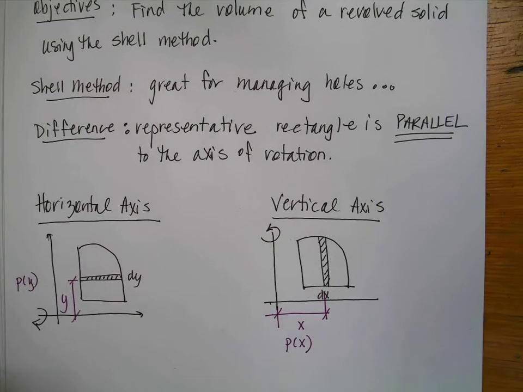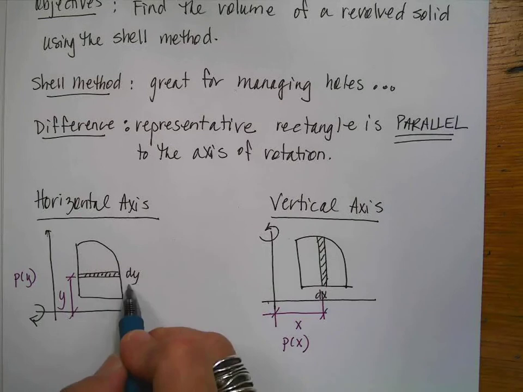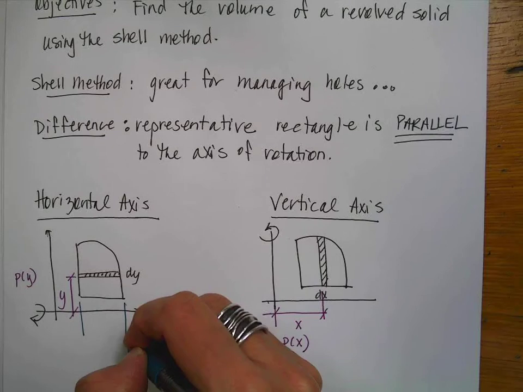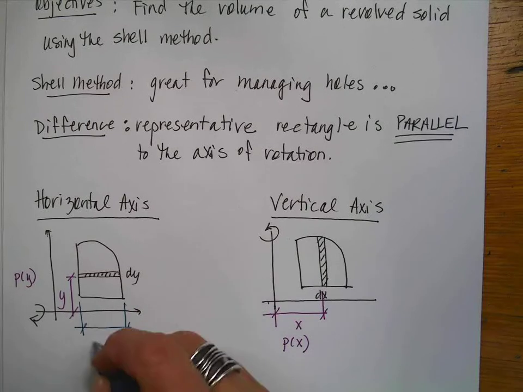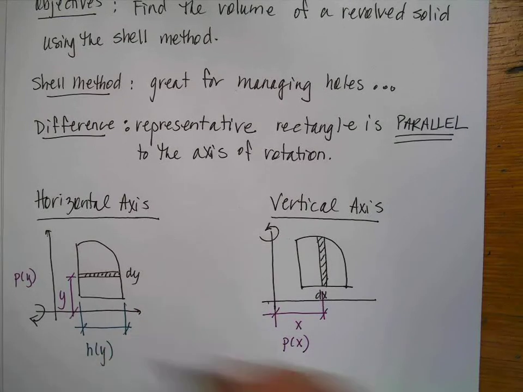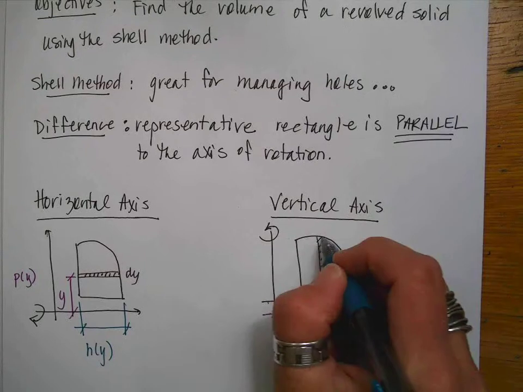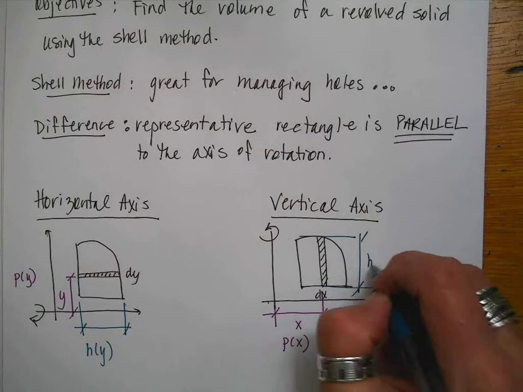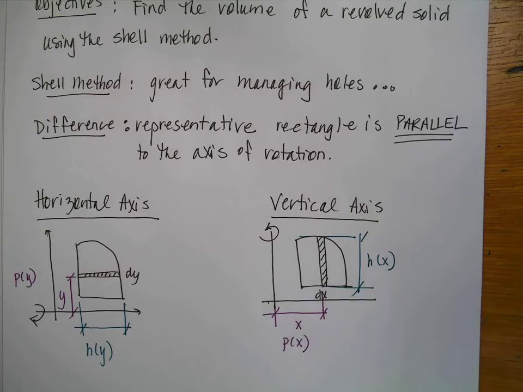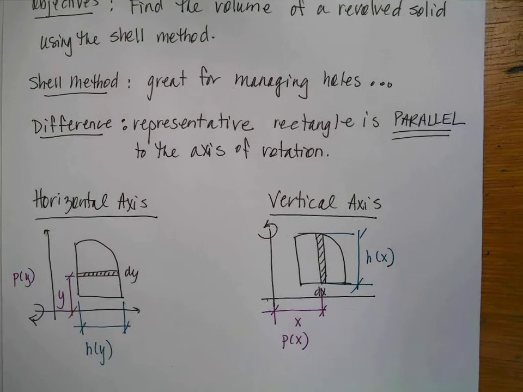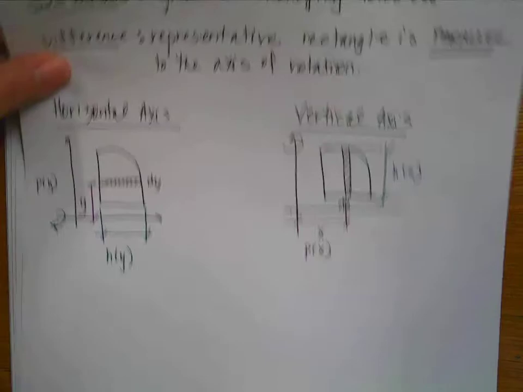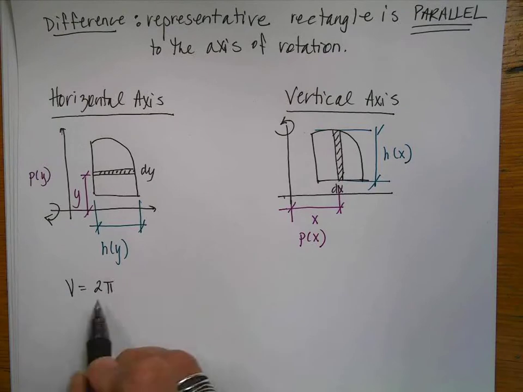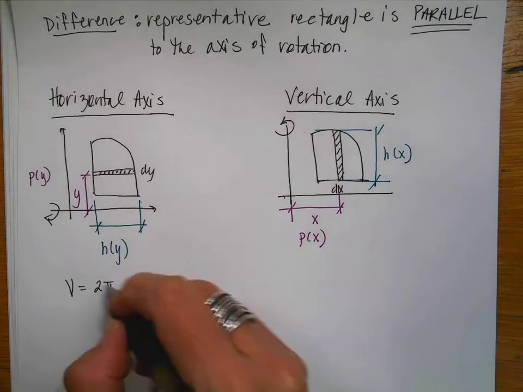And then the other information that I want is the height of the rectangle, and that's going to be this distance here, and I'm going to call that h of y. And over here, here's the height of my rectangle, and I'm going to call it h of x, okay? So the formula is a little bit different than the other ones that we've had. The volume is equal to 2 pi. Again, notice that this is a little bit different.